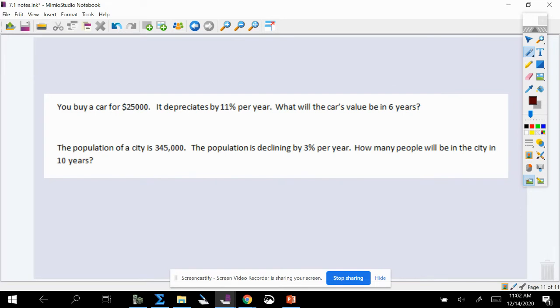If it's dropping, there's a couple different wordings they'll use for dropping. If it says the word depreciate or decline, those mean that it is going down. So we start with a car that's $25,000. Unfortunately, cars do depreciate very rapidly. So we're depreciating by 11%, so we're going to subtract 0.11, and we want to know how much the car will be worth in 6 years.